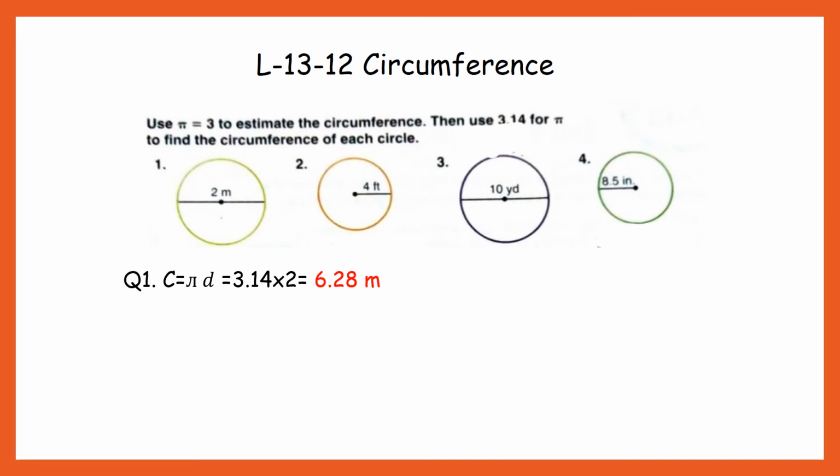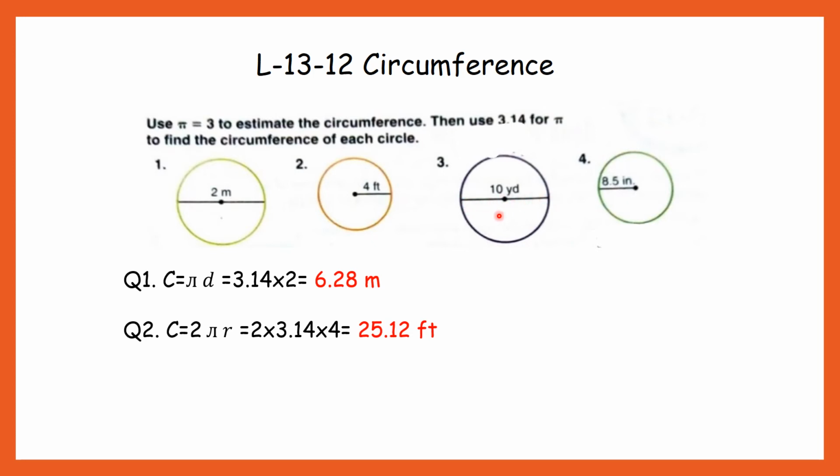Then how to find it? 2 pi r. Then you can see 2 pi r. 2, then what is the value of pi? 3.14, and 4. What is the answer? 25.12. Then in this one, is this radius or diameter? Yes, diameter. Then diameter is there.